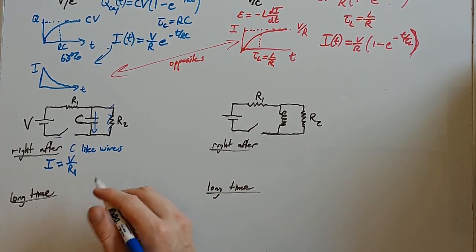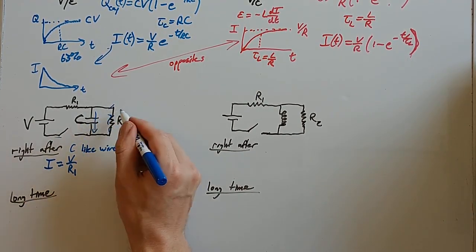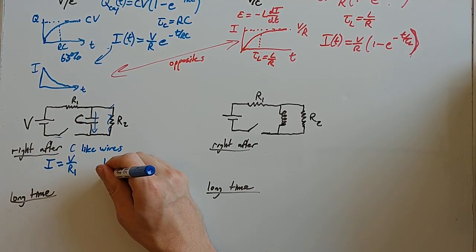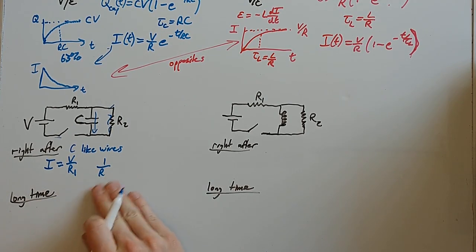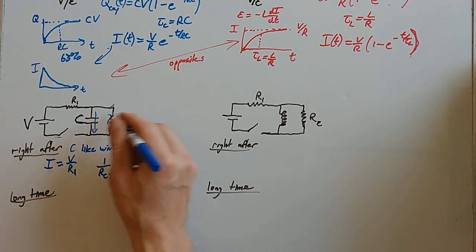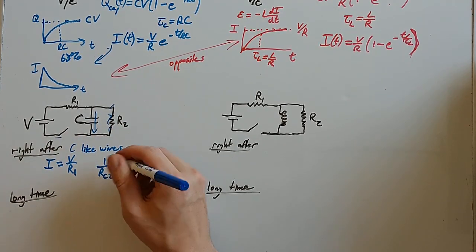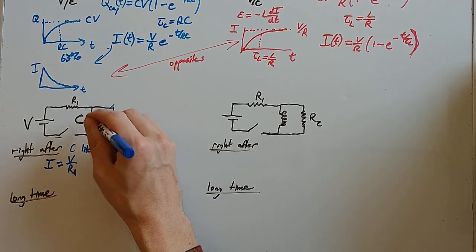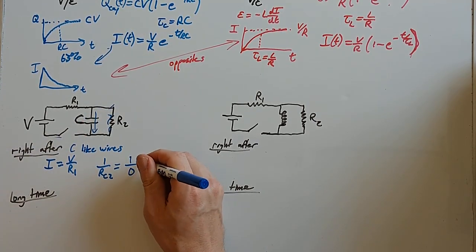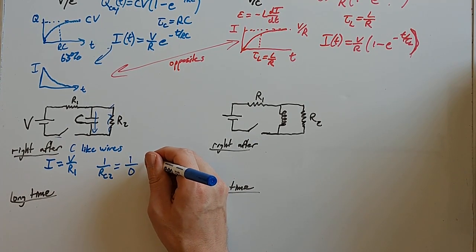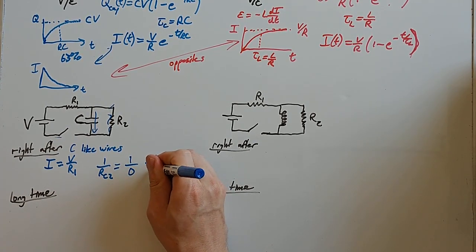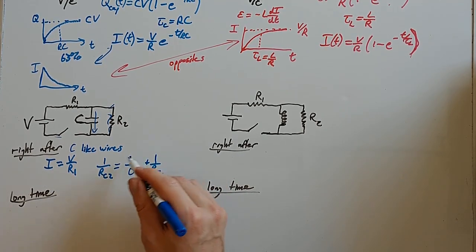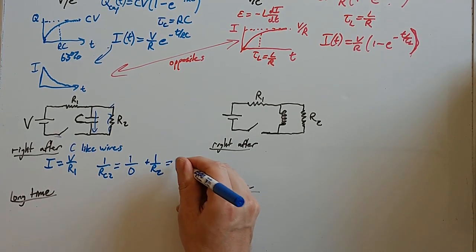Another way to think about that is if we think about the equivalent resistance of these two, the capacitor and the resistor. Well, that would be 1 over R equivalent equals 1 over the capacitor's resistance initially, which is 1 over 0, plus 1 over R2. Well, 1 over 0, if you divide by 0, you get infinity. So this just comes out to be infinity.